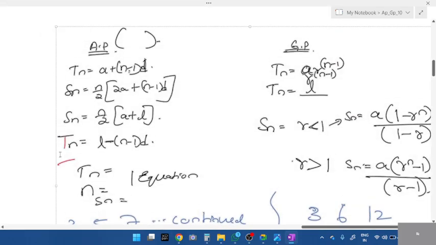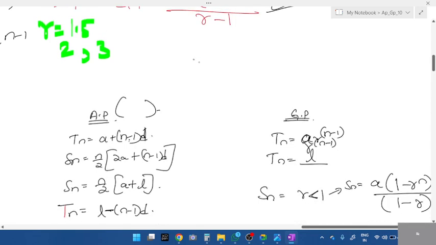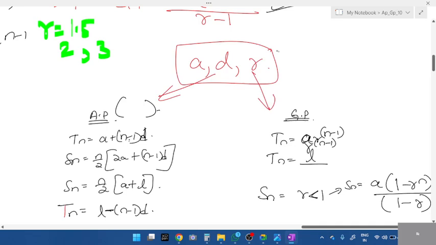Next, for Tn and n it's done. And for both questions, whether they ask A, students, A is the first number for both. Whether they ask D, D is the difference. Or whether they ask R, R is the ratio. To find the value of A, D and R, you should have two equations. And for an AP question, we use the elimination method. Once you get those two equations, we use elimination. But for GP, it is not elimination, it is division.